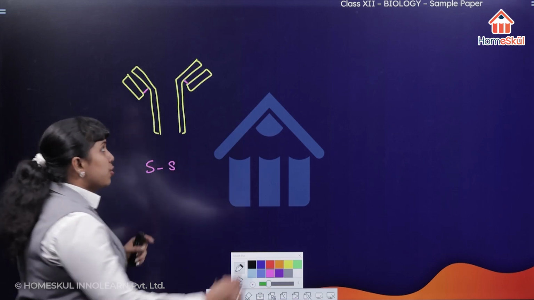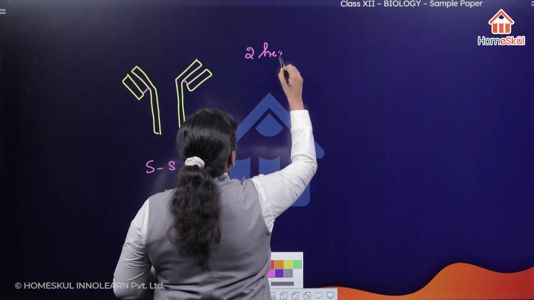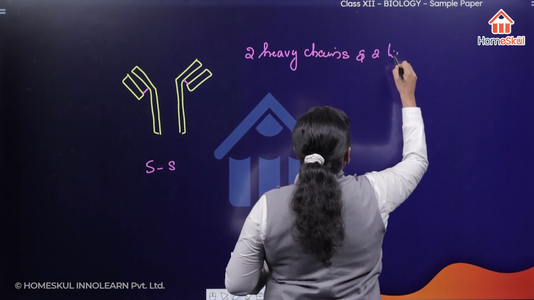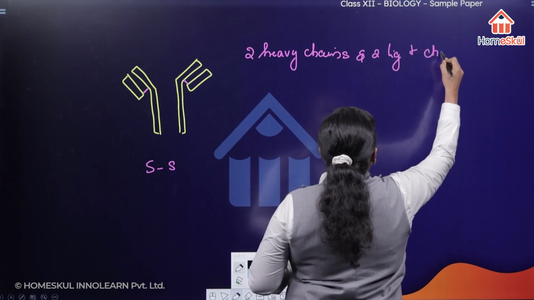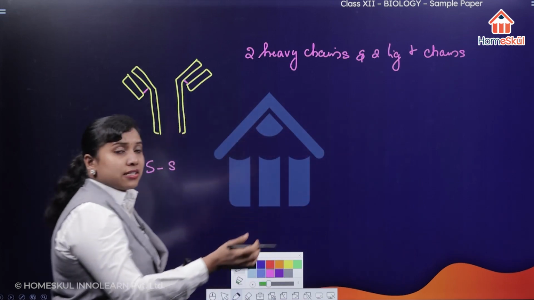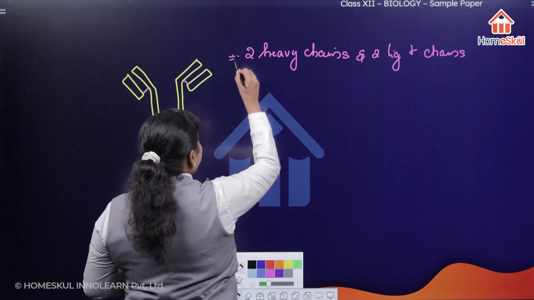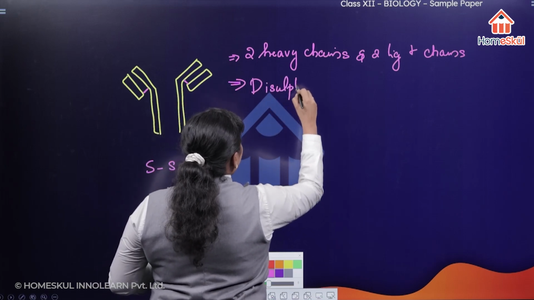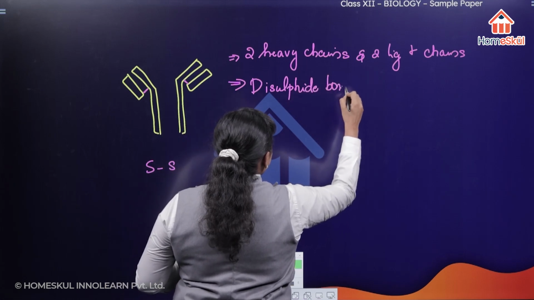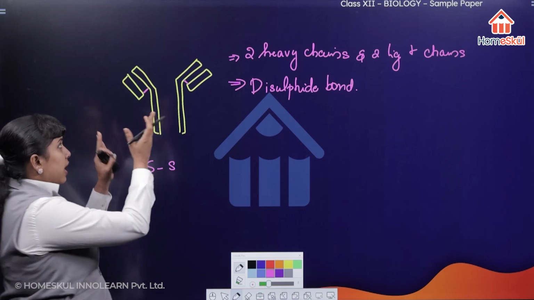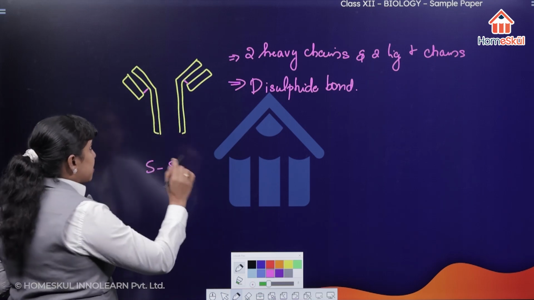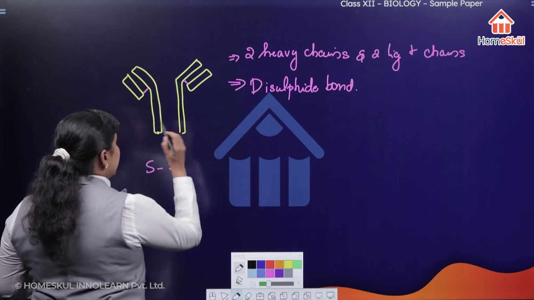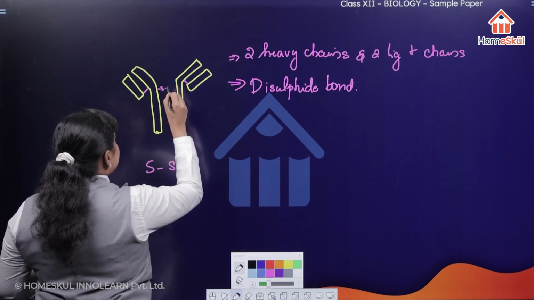So we know that an antibody has a Y-shaped structure. It is composed of 2 heavy chains and 2 light chains, and the light chains are connected to the heavy chain by means of a disulfide bond. Okay, the light chain is connected to the heavy chain by means of a disulfide bond, and similarly both the heavy chains are connected together by means of disulfide bonds. Here also you can see disulfide bonds.